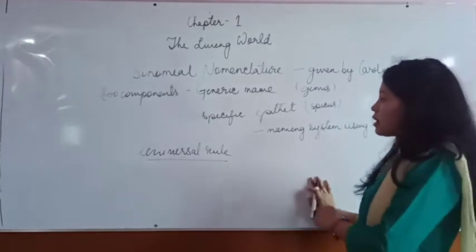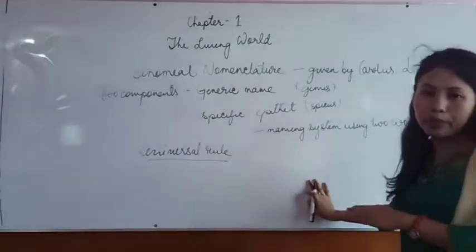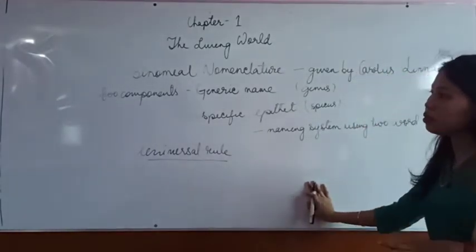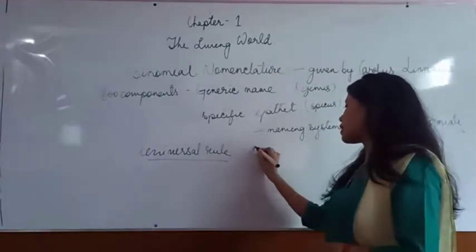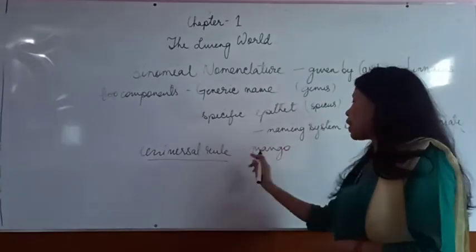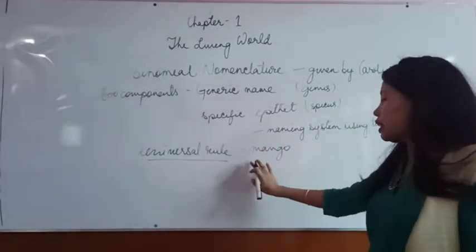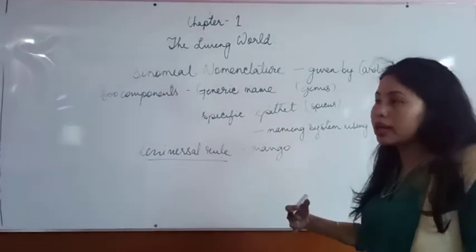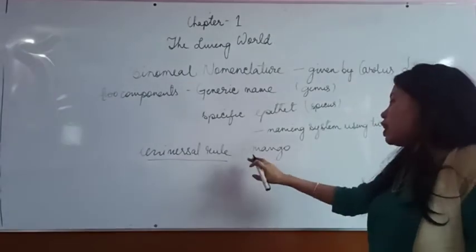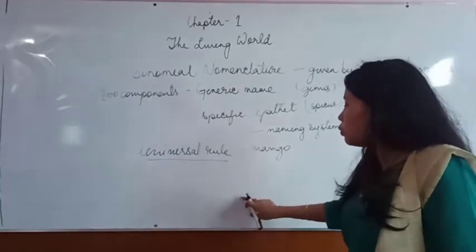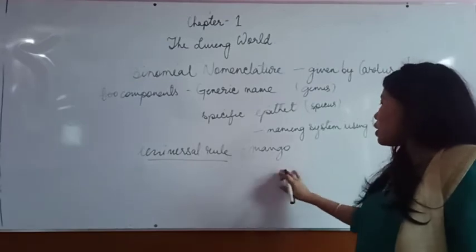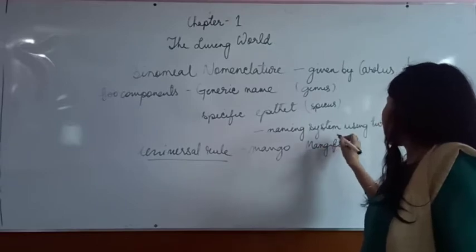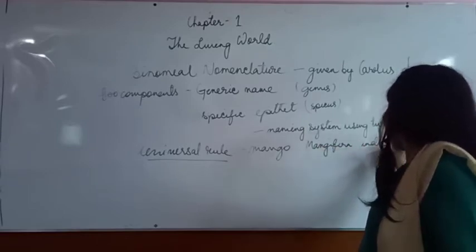Let's take an example in order to understand binomial nomenclature. Let's take the example of mango. Mango is a common name in English. In Hindi it has another name, and in our other modern languages also we have other names. But so that people all over the world will have the same name, the mango is written as Mangifera indica.